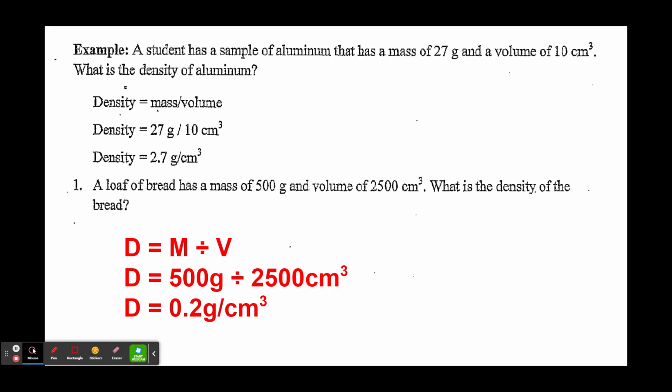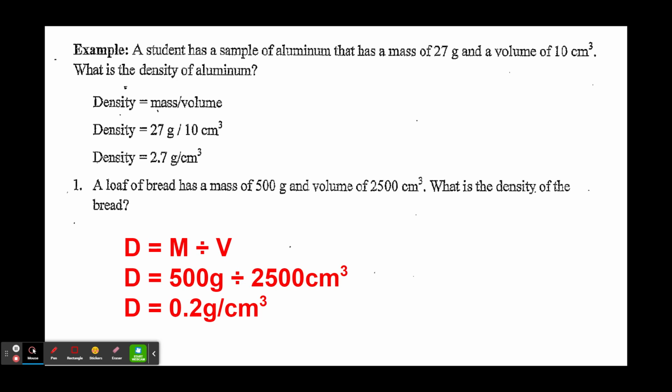Hello, what I have for you today is our review for the second exam for the first 9 weeks. So, this is exam 1.1. It is going to cover matter, density, physical and chemical properties and changes, and also just a little bit of the periodic table. So, in your review, you have several problems here.